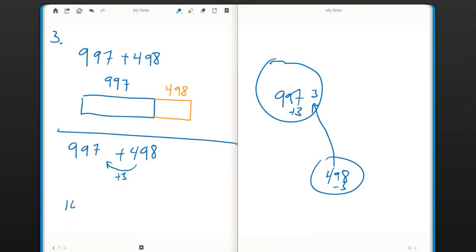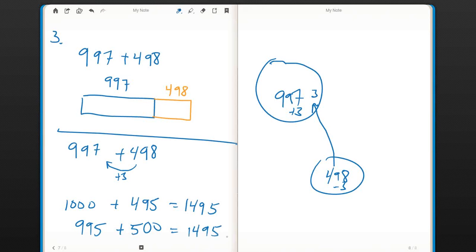So if I did that, the reason I would do that is because that gives me 1,000 here and 495 on my other number, which is a total of 1,495. It's a little bit easier to add 1,000 plus 495 than it is to add the top set of numbers. You could also take the 2 from the 997 and put it with the 498 to make 500. That also gives you 1,495. So how you add that is up to you, but I strongly encourage you not to stack them and go right to left, but find another way to have your children, your students, add those numbers.